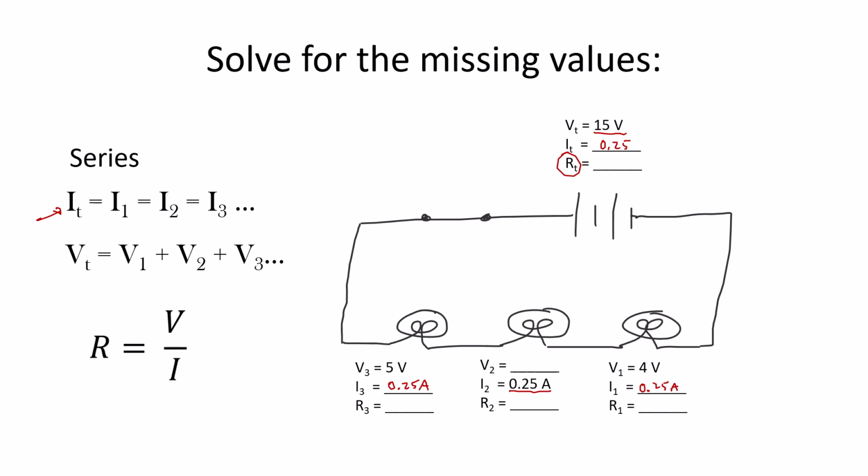We can see we have a total voltage of 15 volts, 5 volts are used up with this load, 4 volts with this load, and so to make that total of 15, this one has to be 6 volts in order for that to add up.